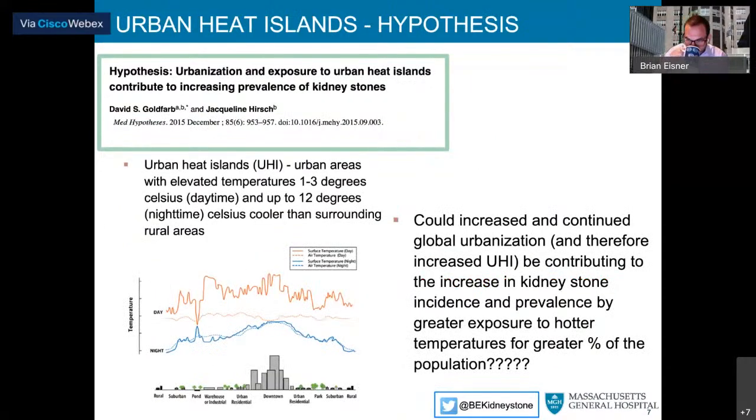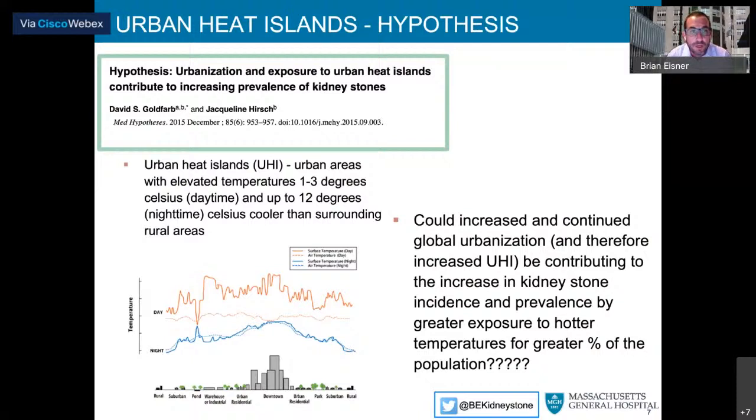This is a paper which I thought was quite interesting. It's actually a hypothesis of Dr. Goldfarb's and his colleague, Jacqueline Hirsch, who have been very thoughtful about what places are hotter and what places are not. What they describe in this article, which is something well known in concepts like urban planning but less well known in medicine, is the concept of urban heat islands, or UHI.